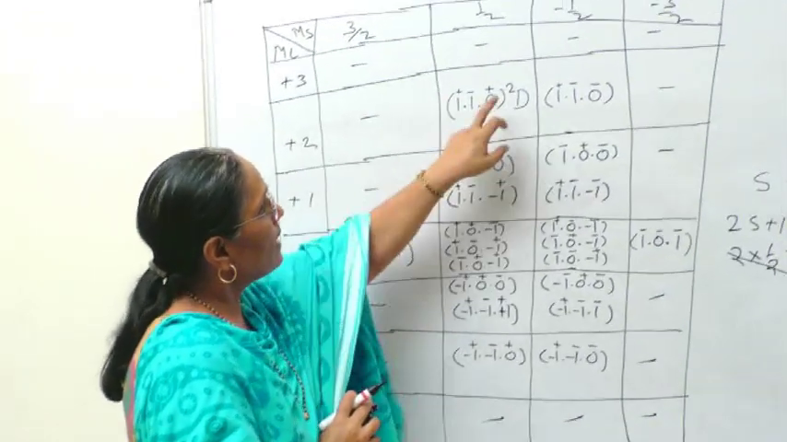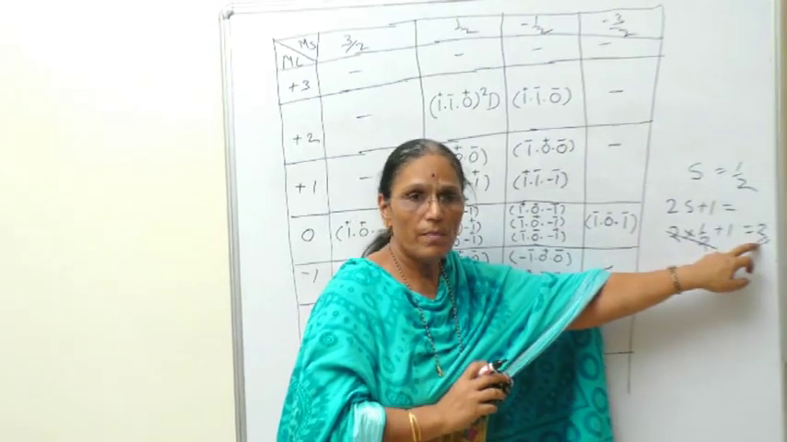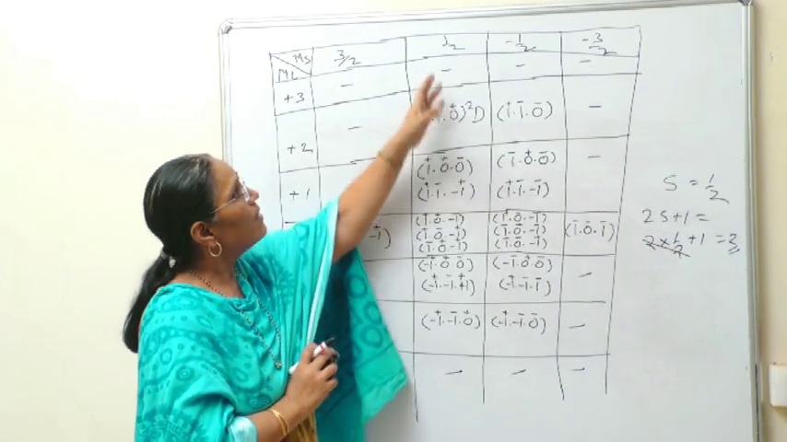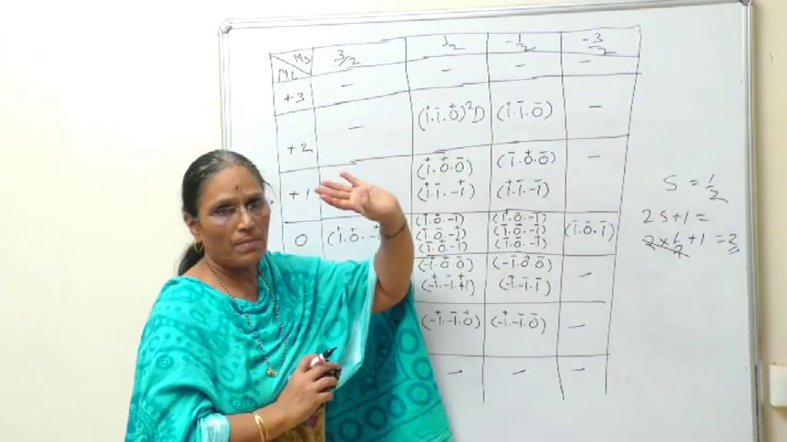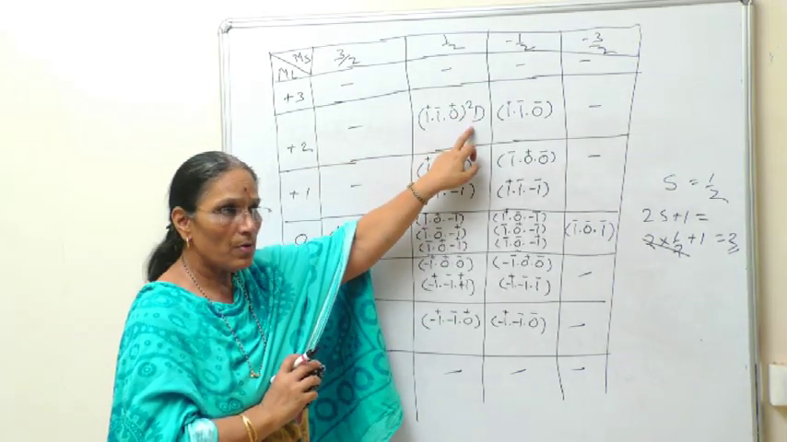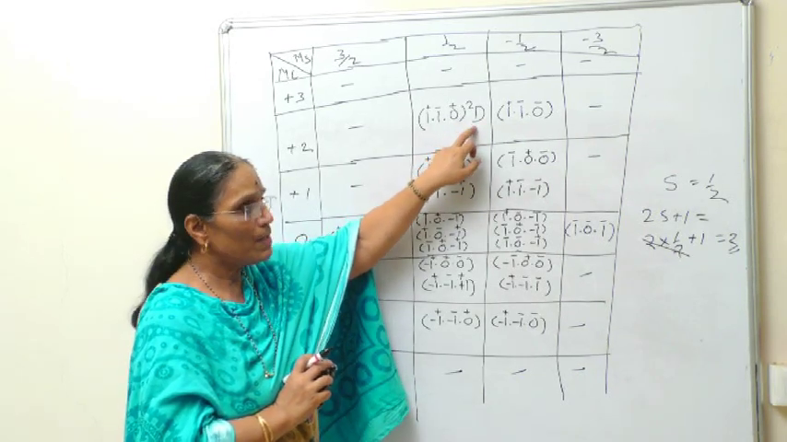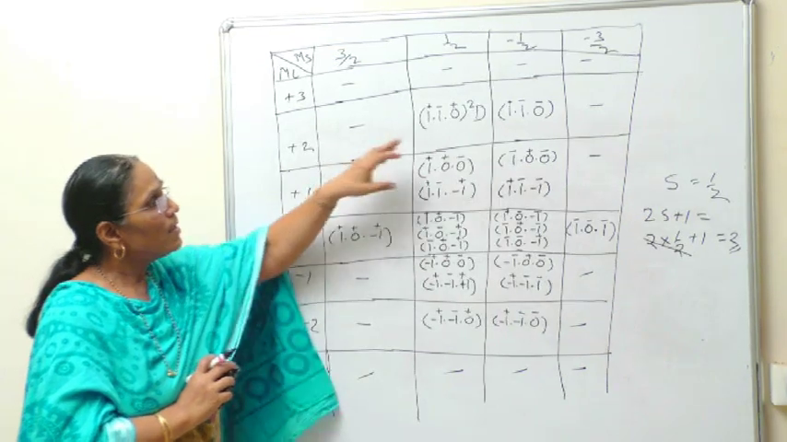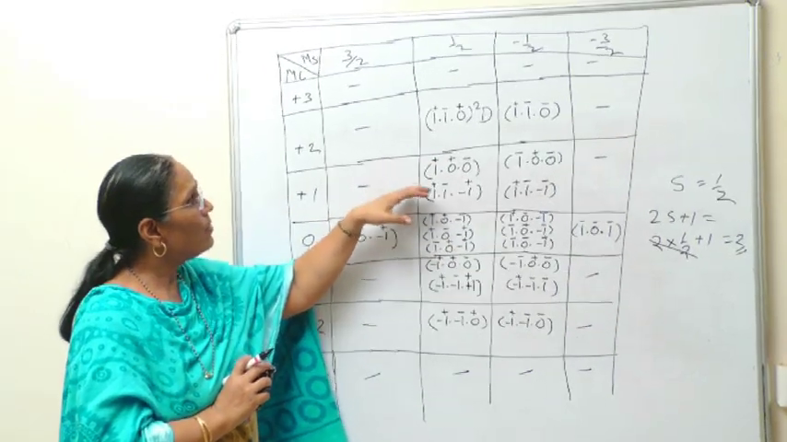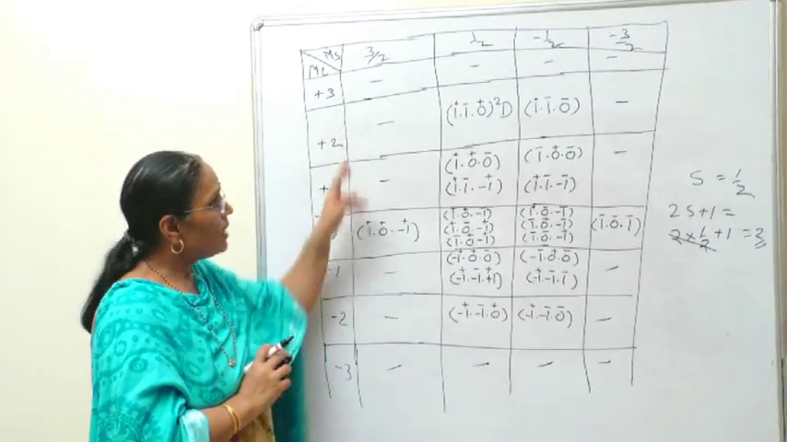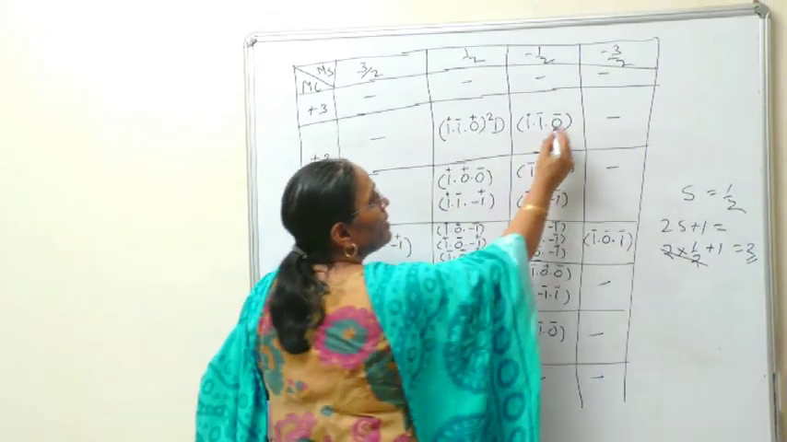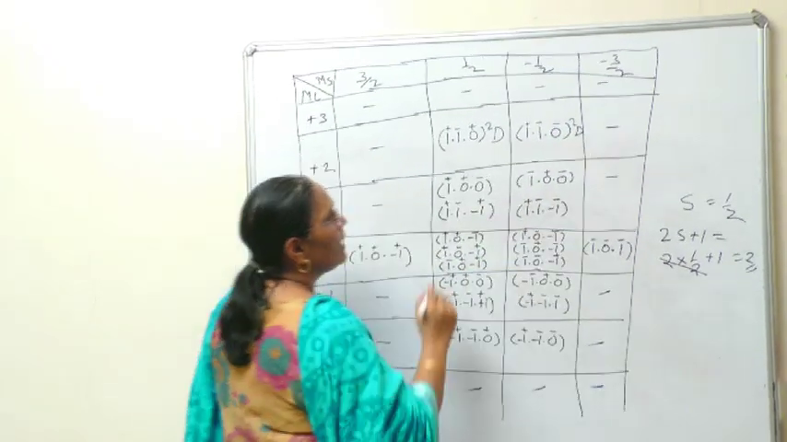Now doublet, spin multiplicity 2 means 2 spin values are possible, and these 2 spin values are plus 1/2 and minus 1/2. And for D, the orbital multiplicity is 5, that is, the doublet D term will occur in the ML values from plus 2 to minus 2, that is 5 ML values, and 2 MS values. So total this term will have 10 microstates.